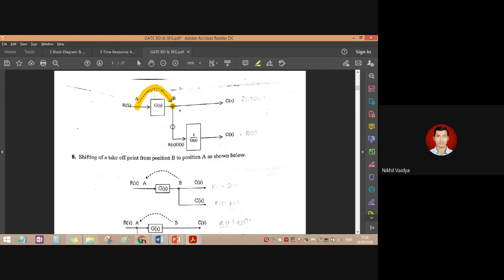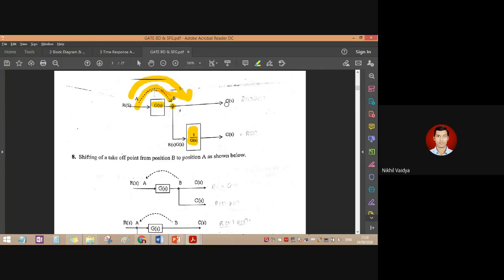But what change do we have to make? We have to write the reciprocal of the crossed block. Which block have you crossed? G of S. You have to write its reciprocal in that particular position and just shift it. So after shifting the block from position A to position B, we write the reciprocal of the block which we crossed. So this is G of S and this is 1 upon G of S.